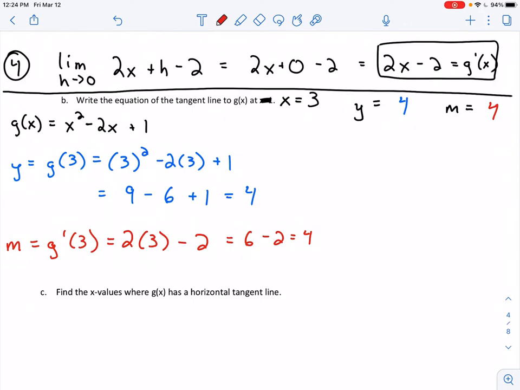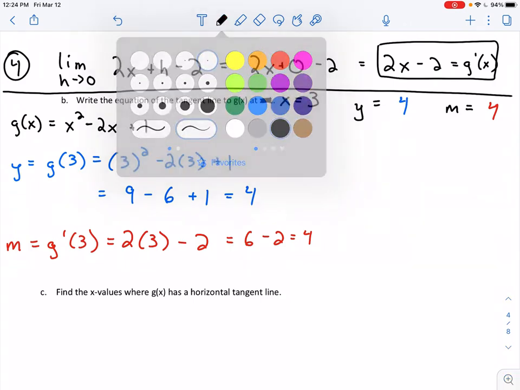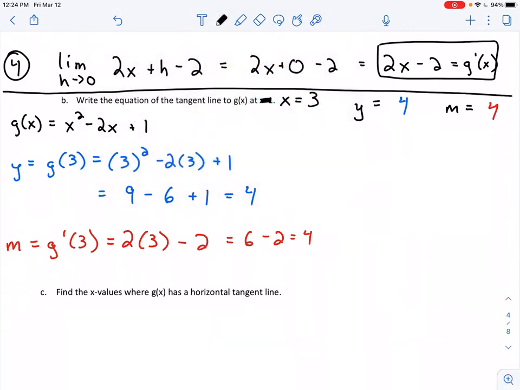At this point, I've got everything I need in order to write the equation of my line. I've got my x value, my y value, my slope. You can write the equation of the line using either slope-intercept form, so you can use y equals mx plus b if you like, or you can use point-slope form. You can use y minus y1 equals m times the quantity x minus x1. And that's my personal preference.